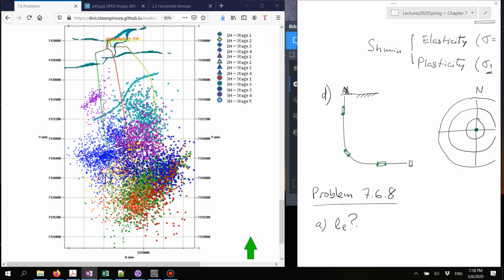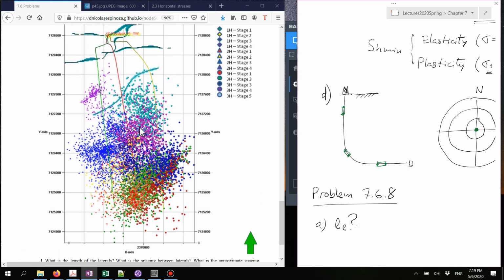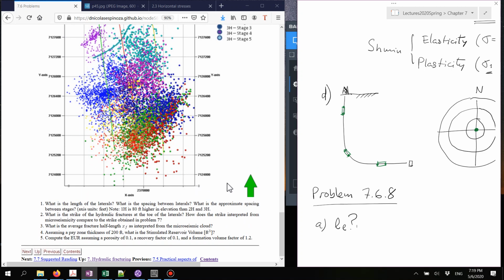I'm not asking you for a precise number, but more or less what is the length of the laterals. So you compare that to the values that we mentioned before. That's the first question, length of the laterals. I'm also asking what is the spacing between the laterals. It's not the same in the two cases, so just provide a range for that. And you should also keep in mind that for the spacing, these wellbores are not at the same height.